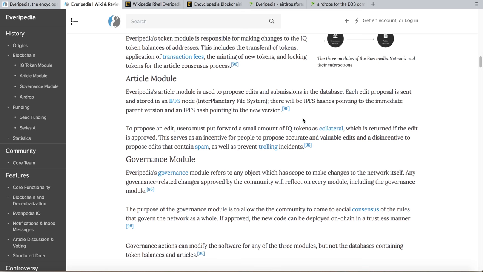So this process will serve as an incentive for people to propose accurate and valuable edits, because if you don't have collateral, you can write anything you want, right, without any quality. And then there is no incentive to propose edits that contain spam. Well, there are a lot of bots in Steemit right now, right, isn't it?